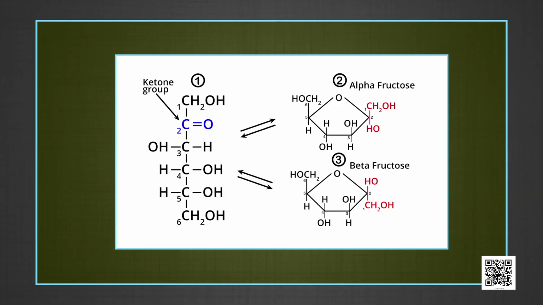As I already have told you, in the alpha form the OH group on the first carbon is below the ring, and in the beta form it is above the ring. Here in fructose, the OH in the alpha position is below the ring, but in the upper position there is a CH2OH group, whereas in glucose there is H, because in fructose the last carbon carries the CH2OH group.